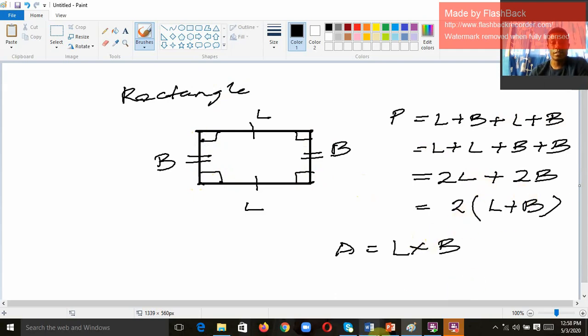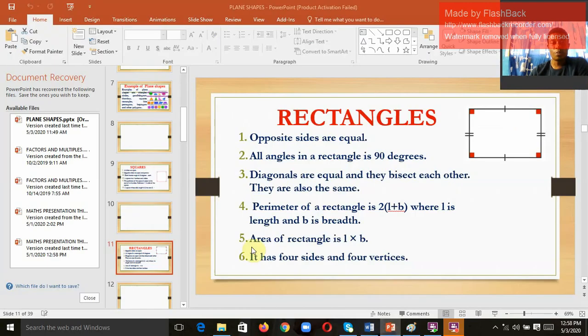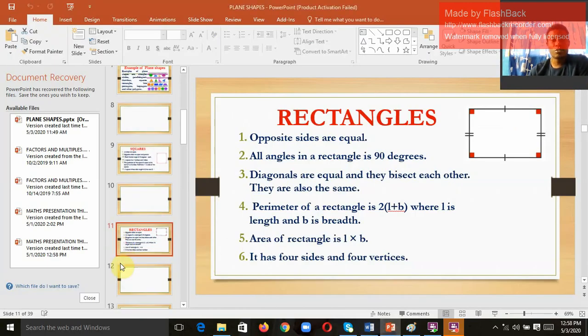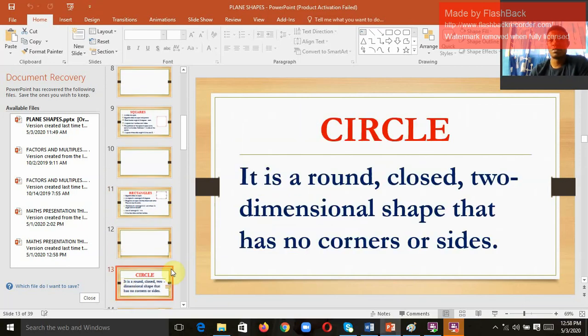That is for a rectangle. So we are going to stop here. In our next video, we'll look at circles, the definition of a circle, and then we'll also look at the properties of a circle and the various parts of a circle. So that will be in the second video, and in the third video we'll be looking at triangles generally, types of triangles, and some key facts or key things that we need to know when solving questions on triangles.